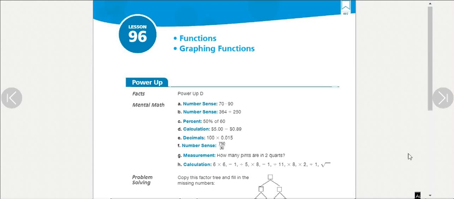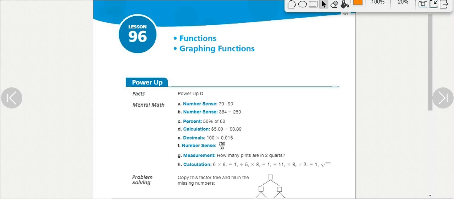Course 1, Lesson 96, we're being introduced to a topic that many times gets left for pre and regular algebra, but we're going to attempt it today. We'll go slow and make sure you're feeling comfortable. It's called functions, and then we're going to see about graphing them.